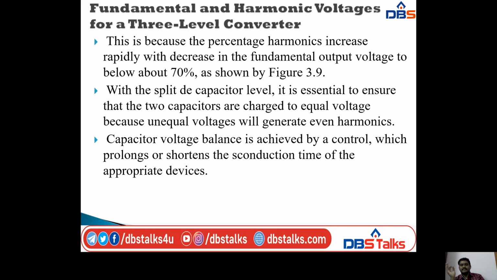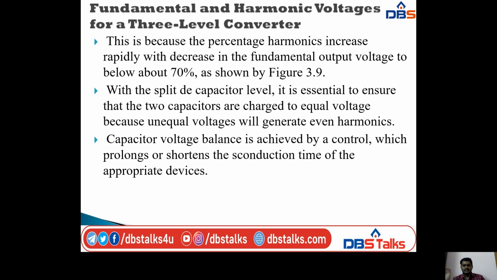This is because the percentage harmonics increase rapidly with a decrease in the fundamental output voltage to below about 70%. This is also shown in figure 3.9, the harmonics. There are different curves. Here we are taking the fundamental and harmonic voltages as per unit values from 0.2 to 1 per unit, and on the x-axis we are taking the sigma value, from 0 to 180 and 180 to 0.